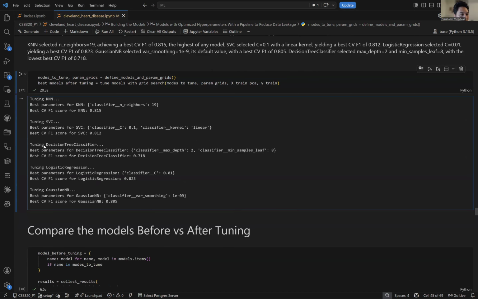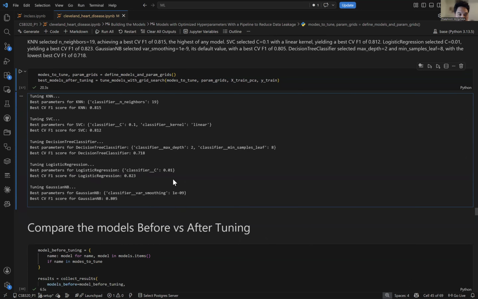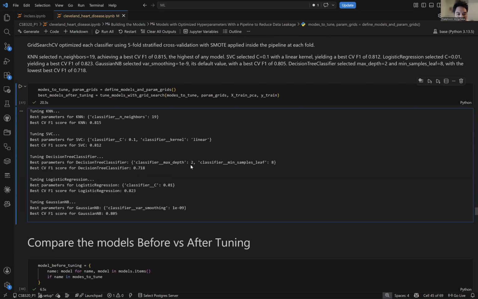And here, decision tree, as I was saying earlier, the default is none, so it's an unbounded tree. So for it to pick two in a min leaf of 8, that's not a very complex decision boundary at all.